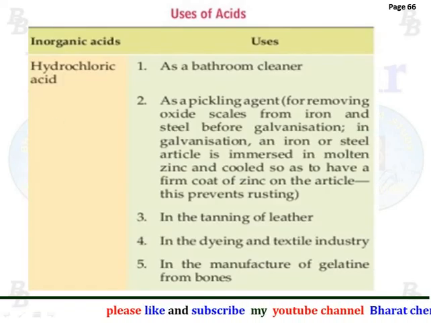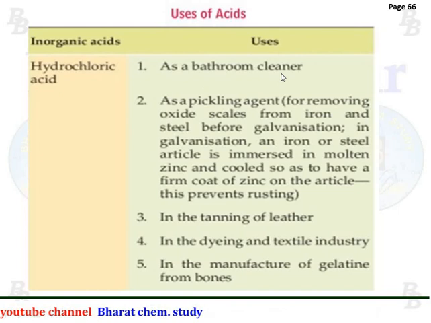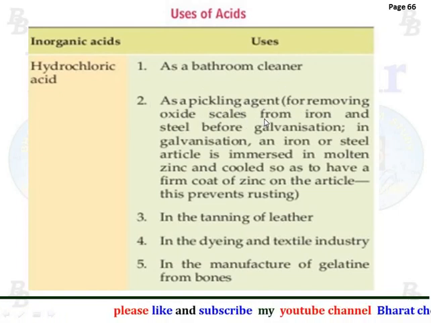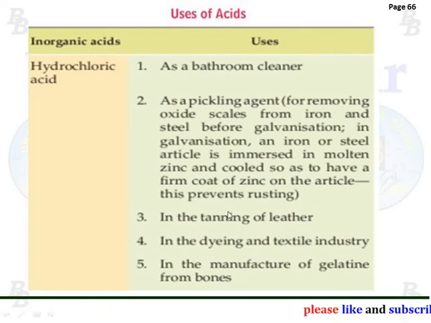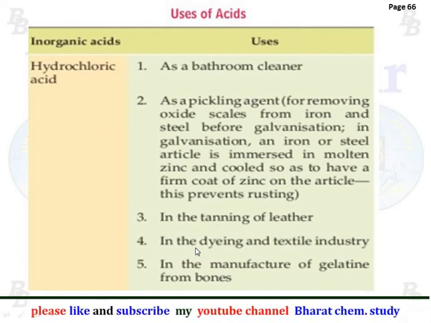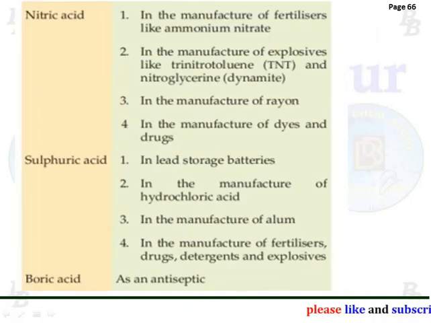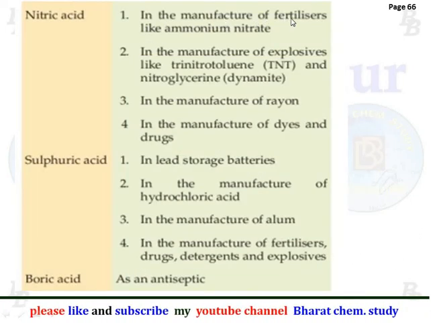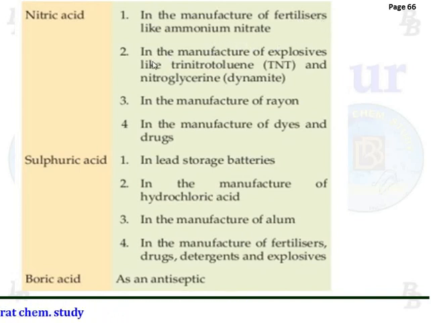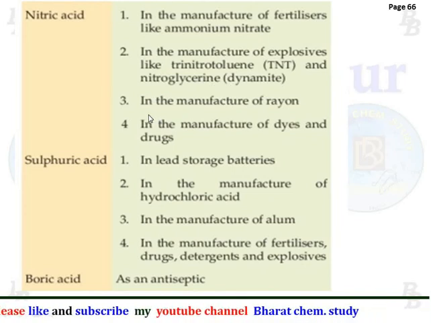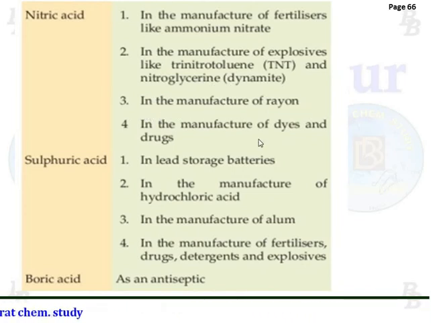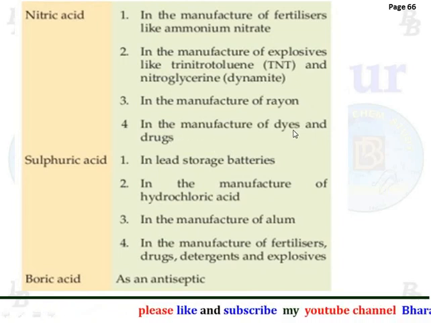Now uses of acids. Hydrochloric acid is used as a bathroom cleaner. It is used as a pickling agent for removing oxide of iron from iron sheets. It is used in the tanning of leather. It is used for dyeing in the textile industries, and it is also used in the manufacturing of gelatin from bones. Nitric acid is used in the manufacturing of fertilizer like ammonium nitrate, and in the manufacturing of explosives like TNT and nitroglycerin. Nitric acid is also used in the manufacture of rayon. It is also used in the manufacturing of dyes and drugs.